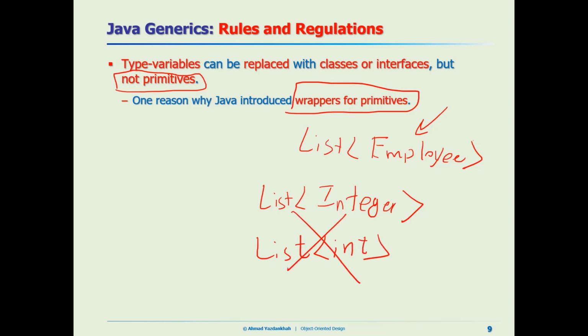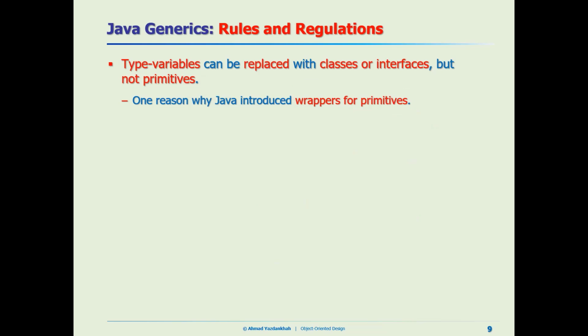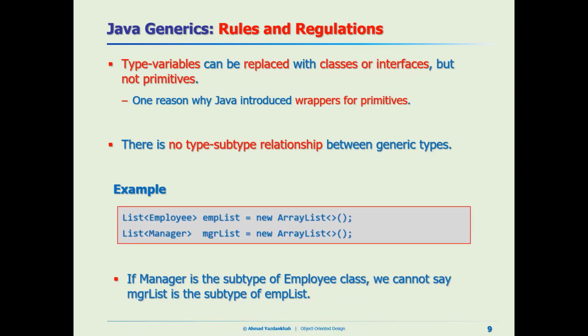That's not allowed. Okay. Another point is we don't have any type-subtype relationship between these generic types. What does it mean? Let me take an example. Look at this.